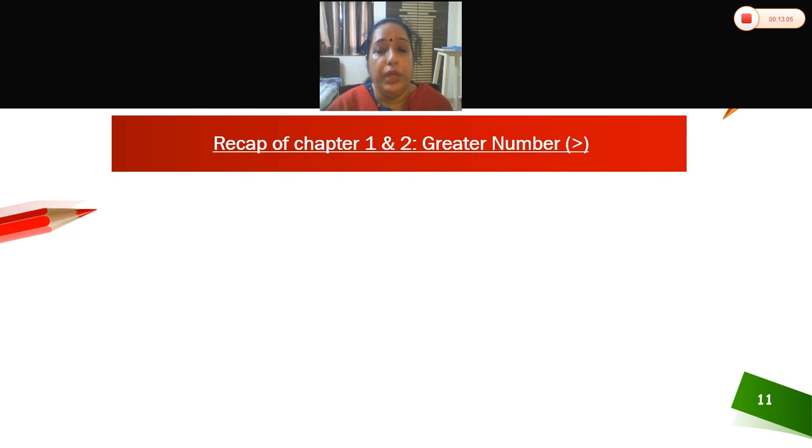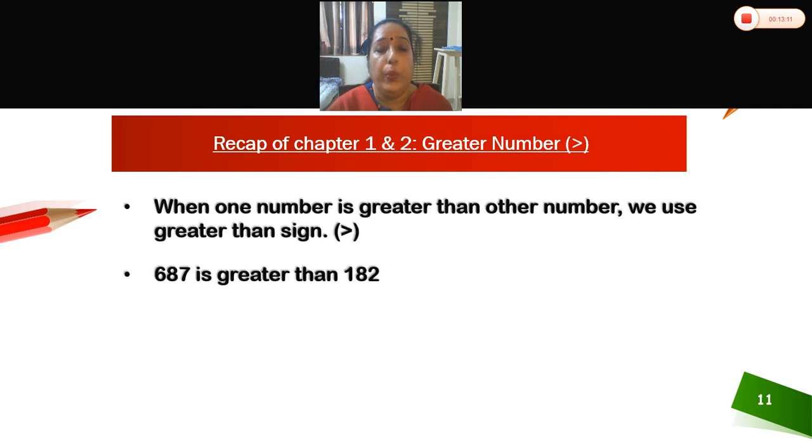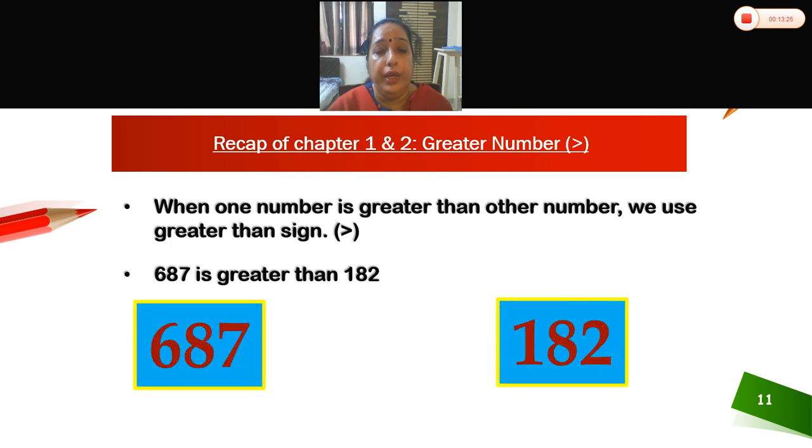Now greater number. Can you see this greater number sign shown on the screen? What is greater number? When one number is greater than the other number, we use the greater than sign. See the greater sign in the bracket. Now we will write in words. 687 is greater than 182. Now we are going to put the sign in the middle. So we have put the sign here. 687 is greater than 182.